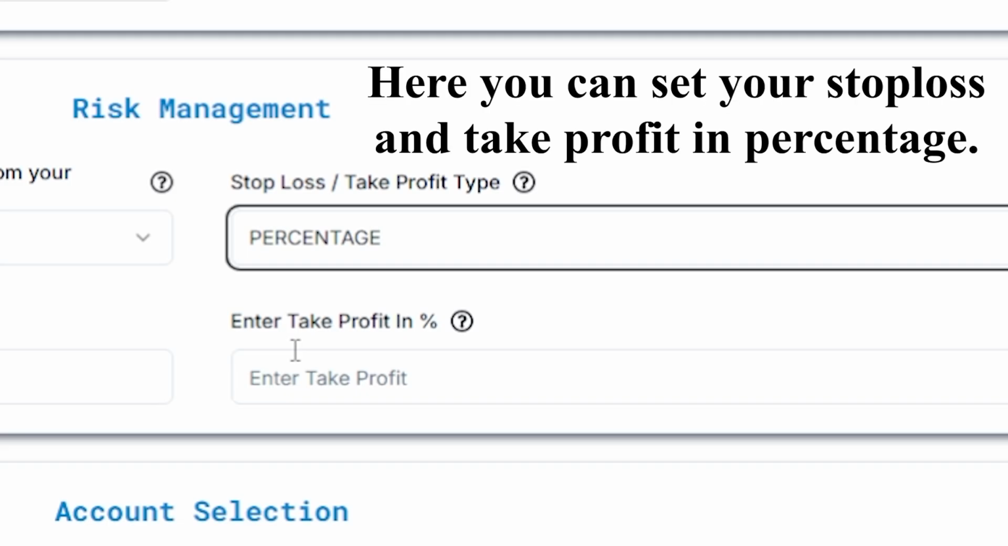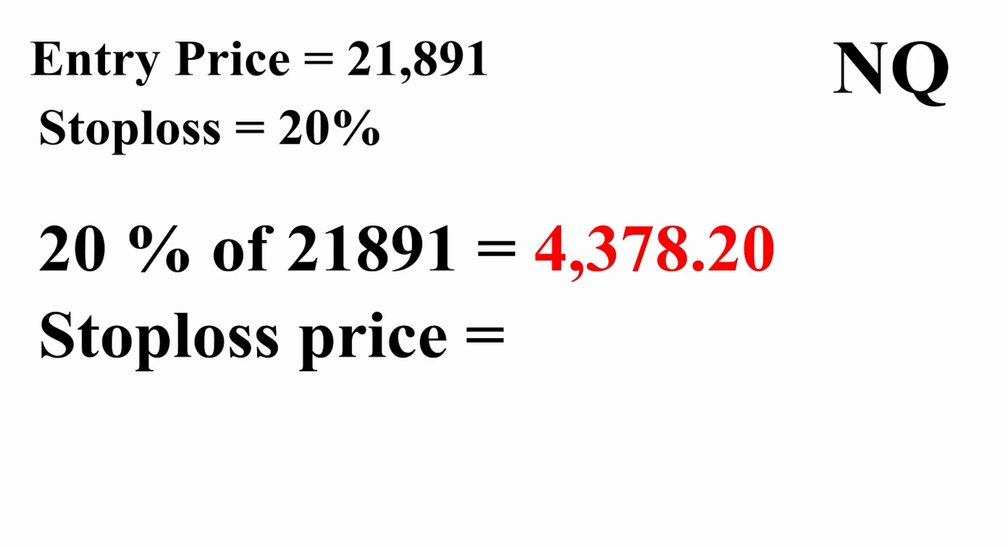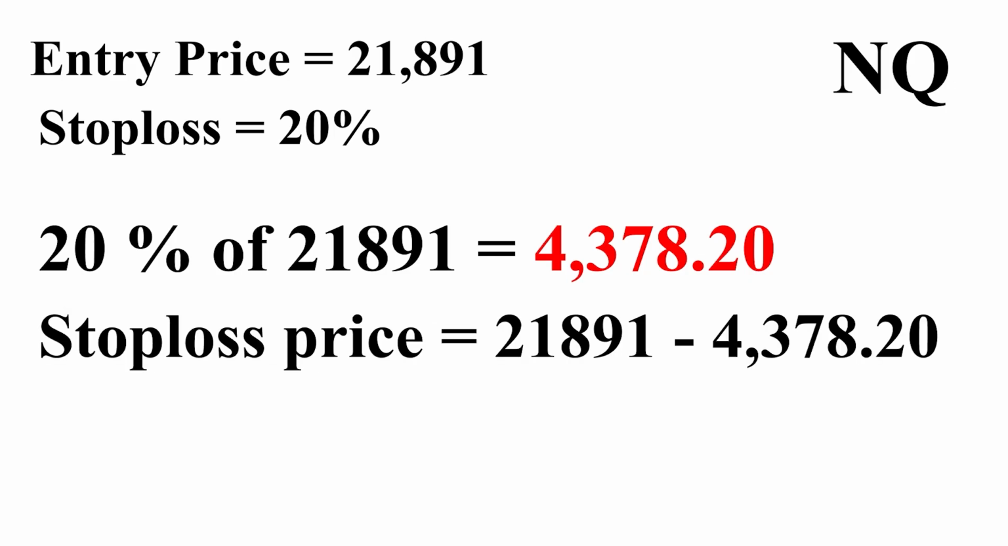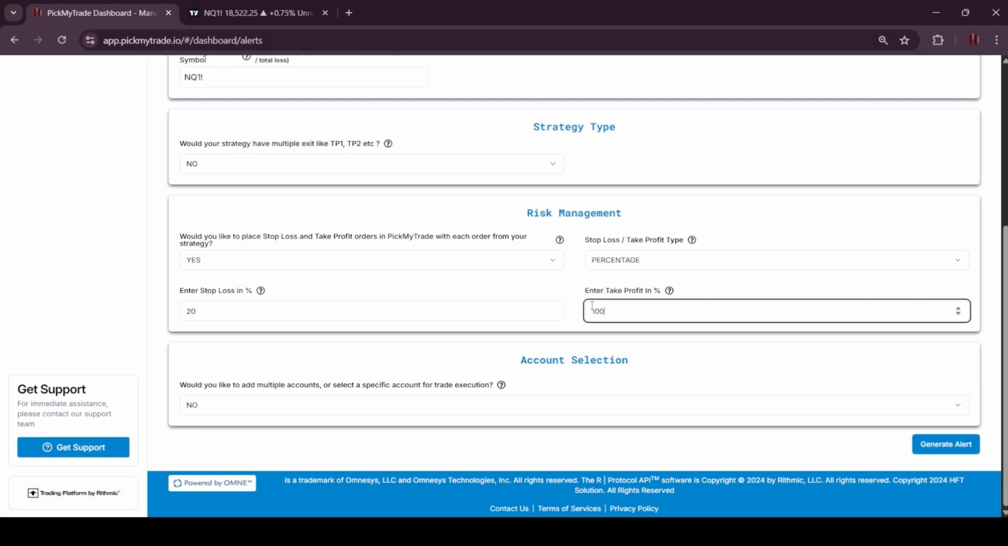Here you can set your stop loss and take profit in percentage. Let's say your entry price for NQ is 21,891, and you want to set a stop loss of 20%. So the system will calculate 20% of 21,891, which is around 4,378.20. So your stop loss price becomes 21,891 minus 4,378.20. That is 17,512.18. For take profit, if you want 100% take profit, you can set 100 here.